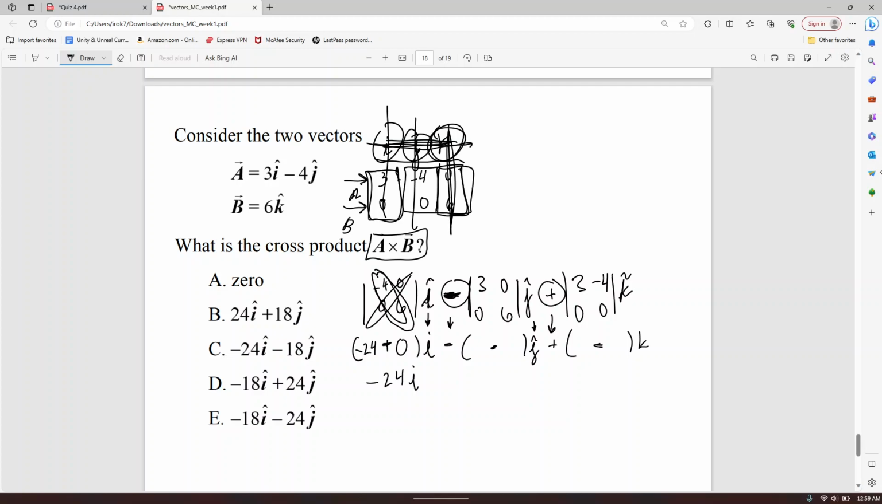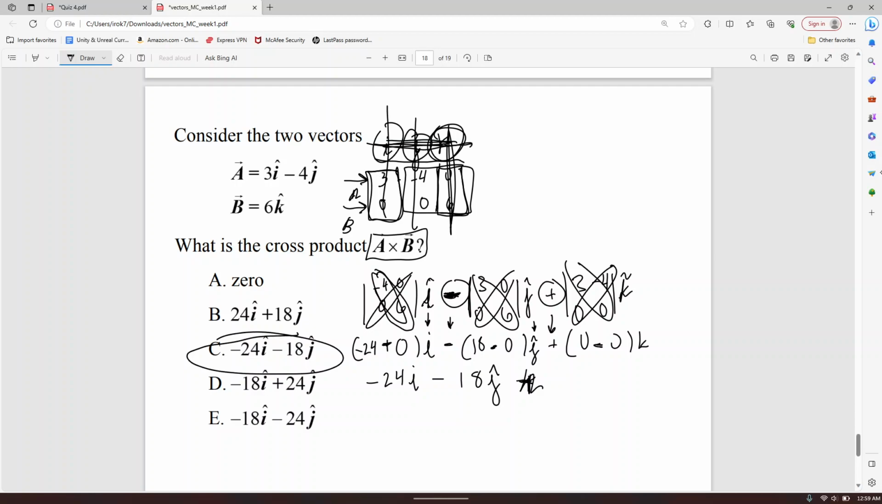For the next one, you get 3 times 6 minus 0 times 0, which would be 18, minus 0, which is really just minus 18j. And then finally, you would get plus, and here you would do this and subtract this. This is 0, 0, 0. There is no k. Our correct answer would be -24i minus 18j. Now, if we look at our options, it's going to be C. So C should be your final answer.